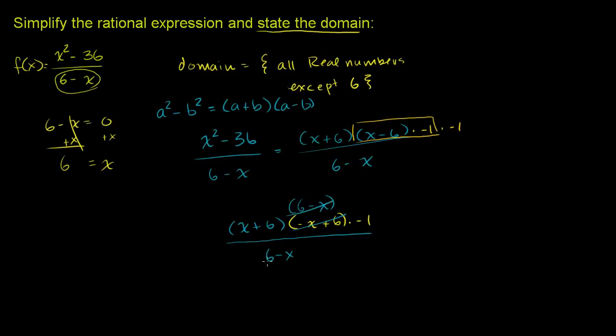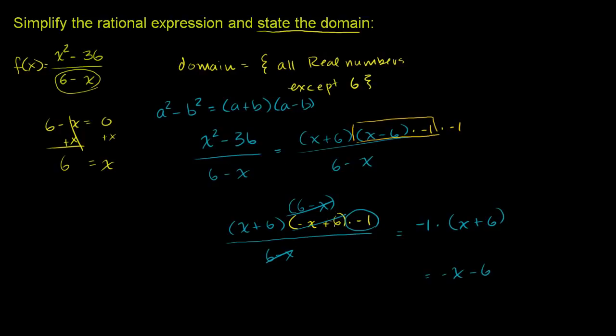6 minus x divided by 6 minus x. And all you're left with is a -1. I'll write it out front. All you're left with is a -1 times x plus 6. And if you want, you can distribute it, and you would get -x minus 6. That's the simplified rational expression.